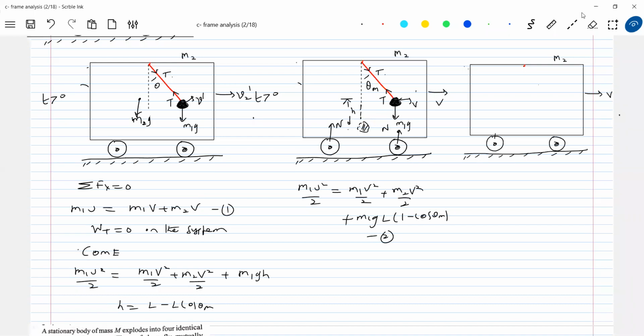Then when the string becomes again vertical, the bob will be moving with a velocity v1 and the trolley will have maximum velocity. Now the speed of the trolley will be maximum. On what basis can we put this condition like this? Very next moment you take it. Very next moment again.